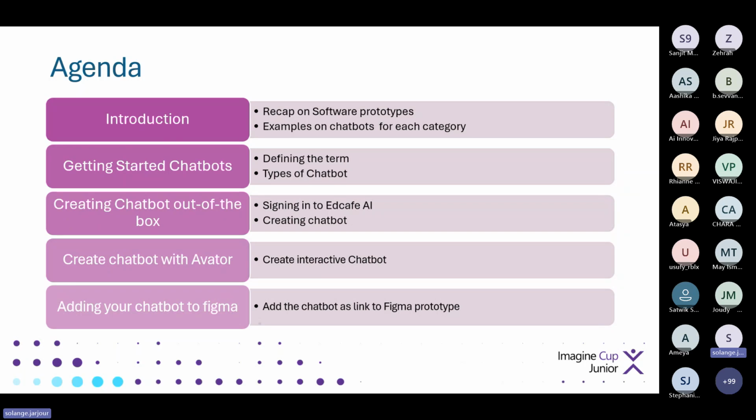And we will be creating a chatbot together today with just minutes. You will have a chatbot. The first chatbot will be chatting via text, and then we will go to another chatbot with an avatar. So you can create an interactive chatbot for your solution. And finally, we will be adding the chatbot to the Figma. And this way, we will have a complete prototype of type software. So this is the agenda for today.